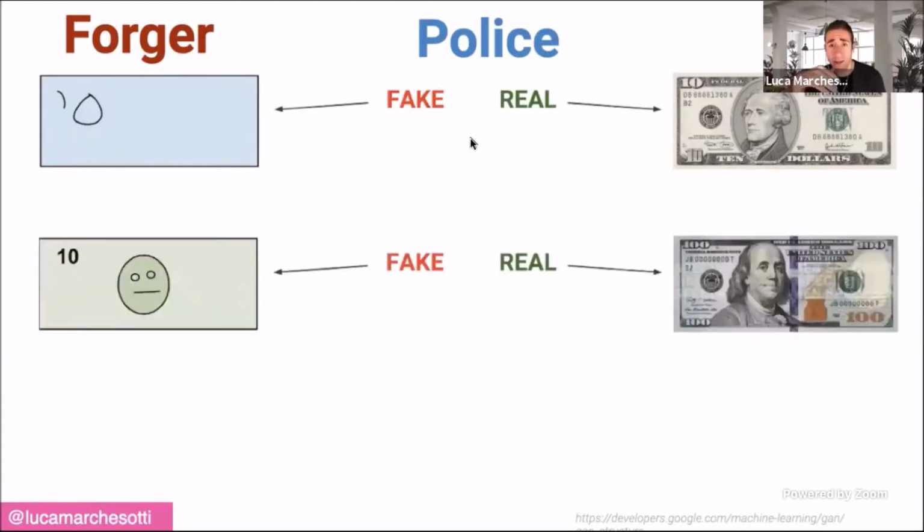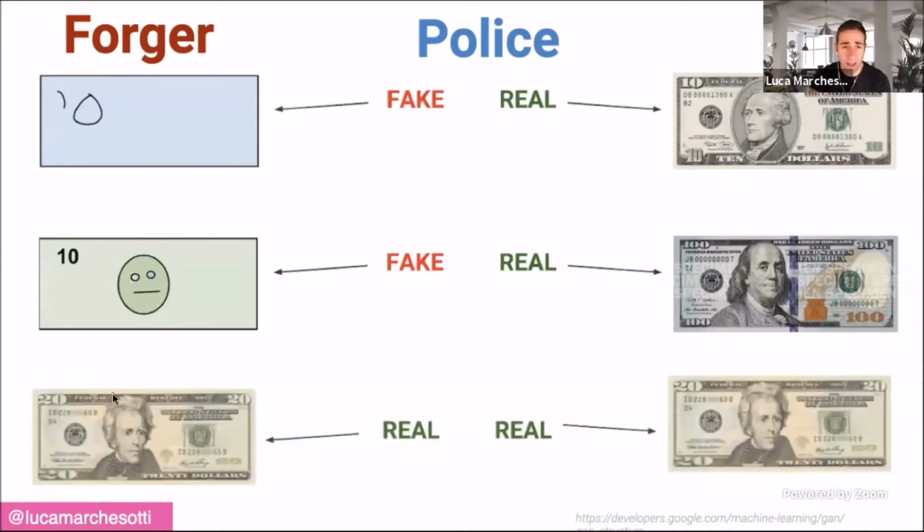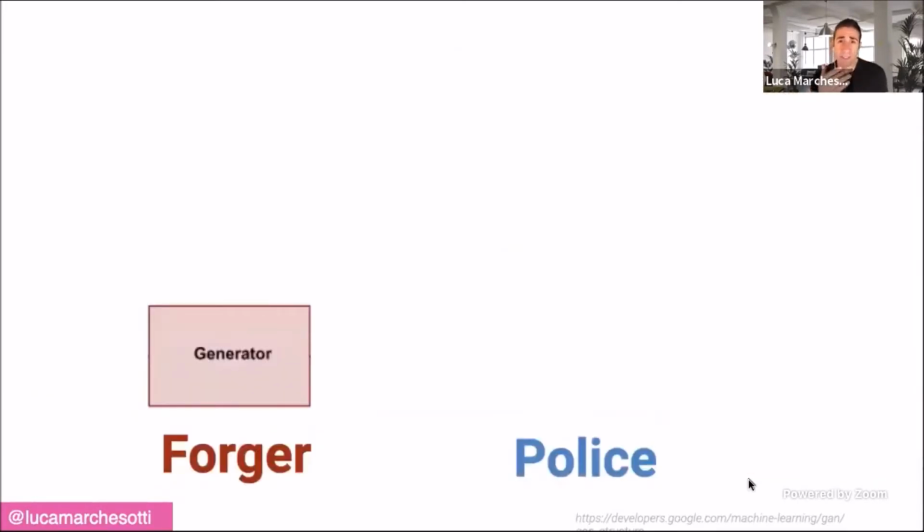But what happens as the training progresses? As the training progresses, the generator gets closer and closer to producing outputs that can fool the discriminator. So in this case, it's still quite simple to understand that it's fake, but then what happens when the discriminator is getting a note like this one? Well, it's going to be much more challenging to understand whether this is fake or real.